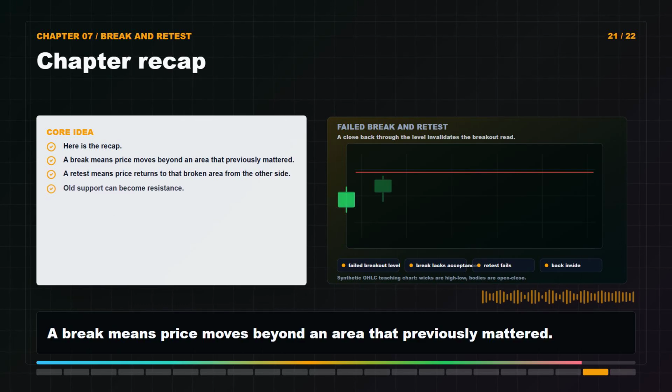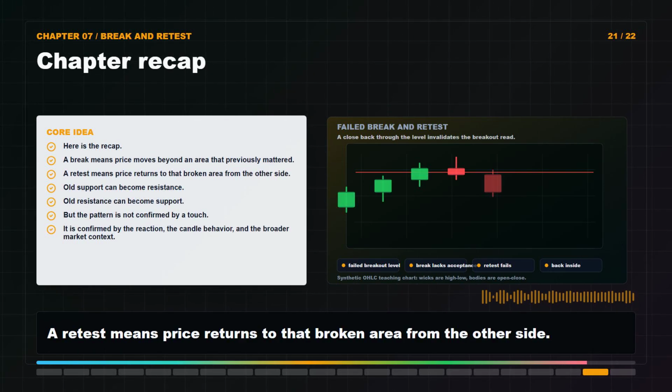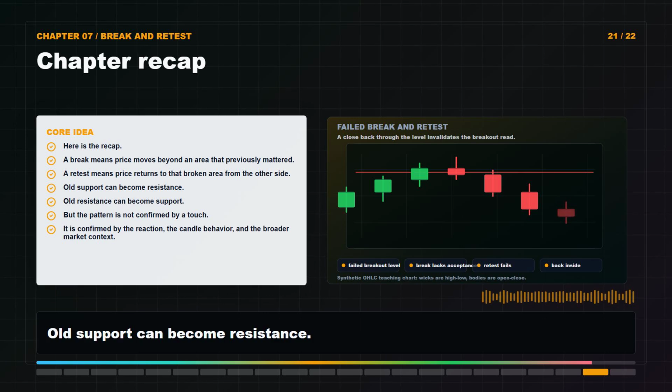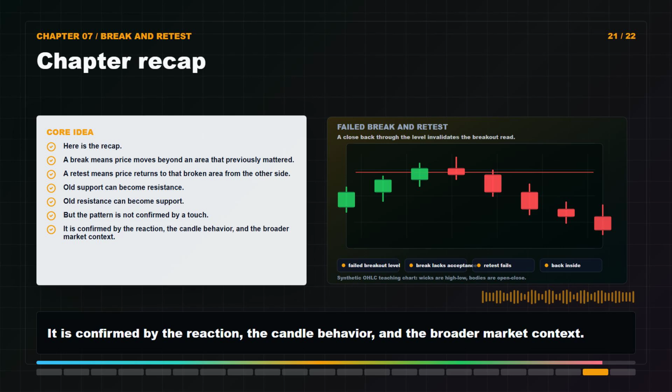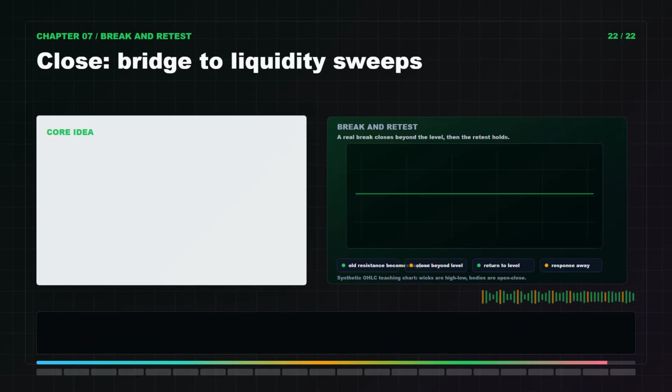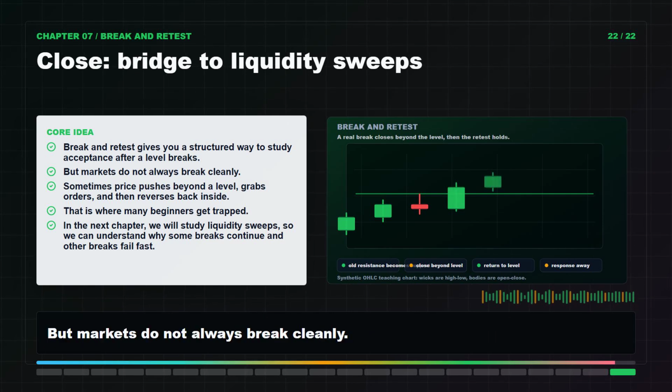Here's the recap. A break means price moves beyond an area that previously mattered. A retest means price returns to that broken area from the other side. Old support can become resistance. Old resistance can become support. But the pattern is not confirmed by a touch. It is confirmed by the reaction, the candle behavior, and the broader market context. Break and retest gives you a structured way to study acceptance after a level breaks.